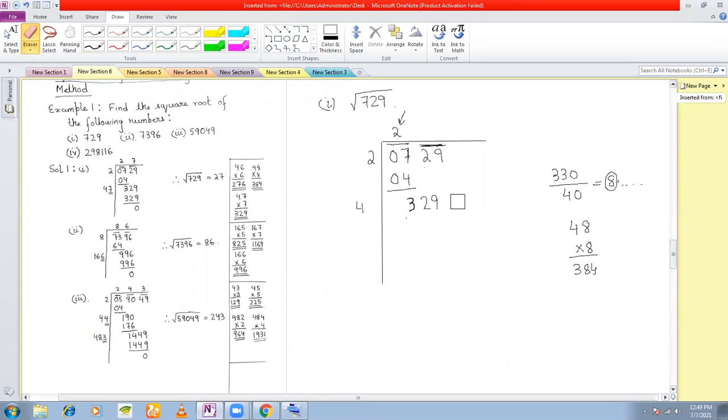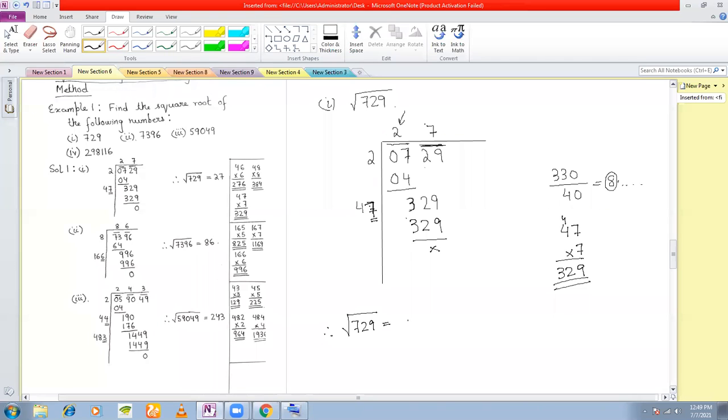So I put a 7 here, right? And I multiply 47 with 7. So I get 329. I'm getting exact 329 with 7. So I insert 7 here. Since I've inserted a digit 7 here, I write 7 in between 2 and 9. And here I get 329. So therefore my answer is, square root of 729 is equal to 27.